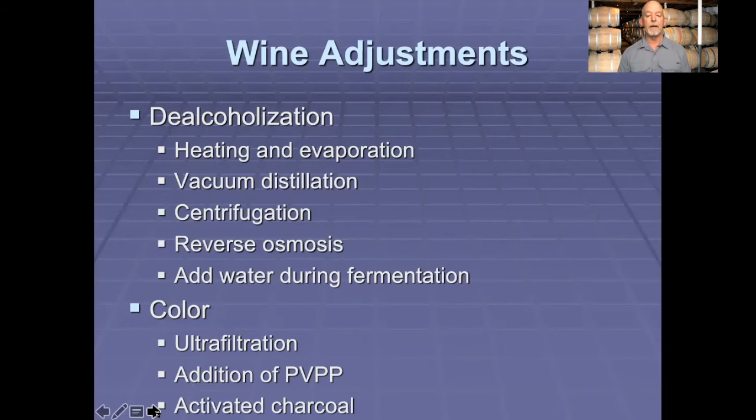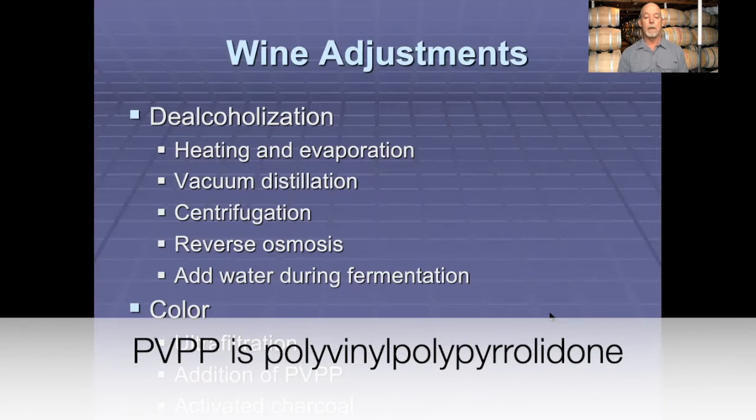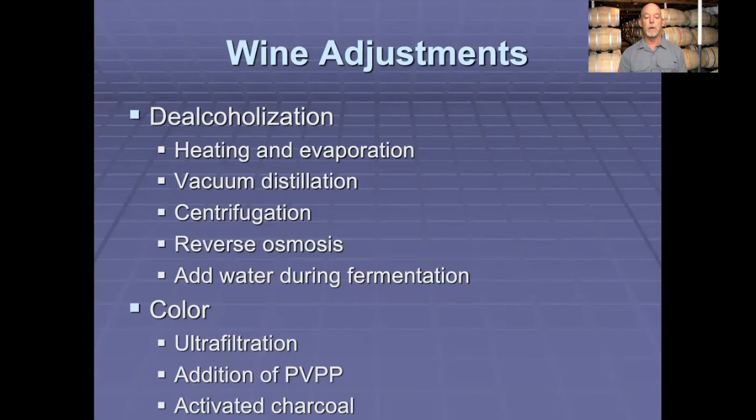Color can be affected as well. You have ultrafiltration that will impact color. You can add a compound called PVPP, which binds to the pigments and can cause them to precipitate out of the wine. Or you can use activated charcoal.